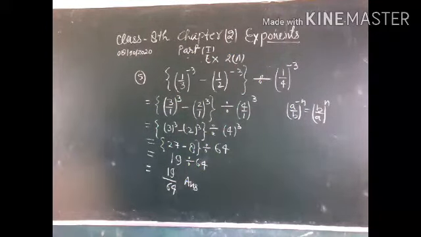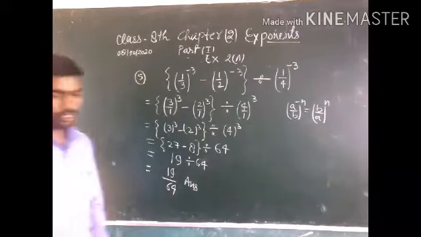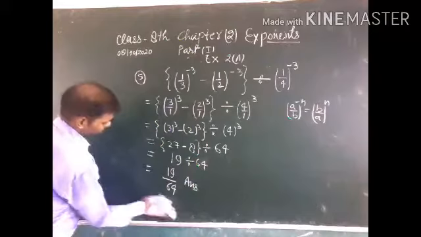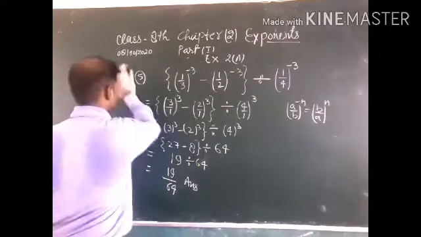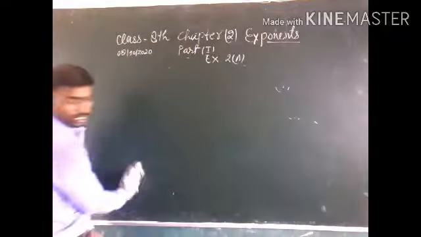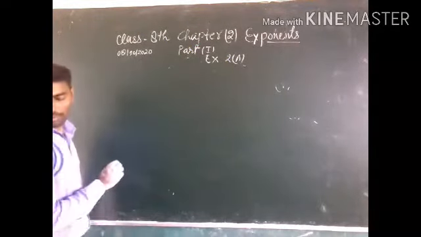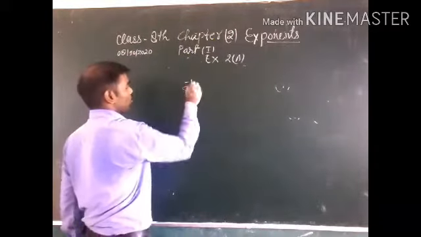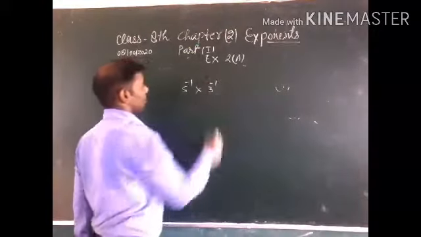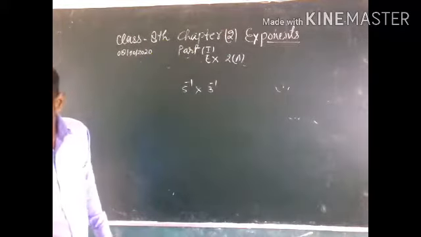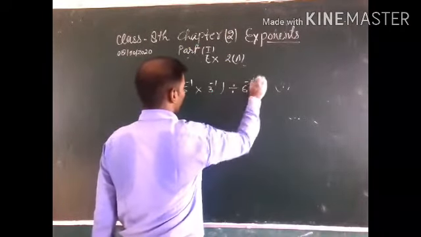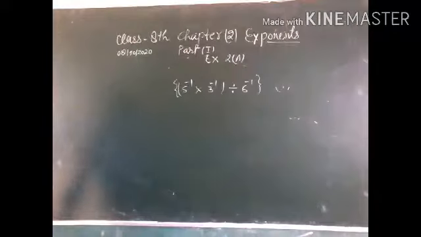Now we solve question number 7. Question number 7 is 5 to the power minus 1 into 3 to the power minus 1, divided by 6 to the power minus 1.